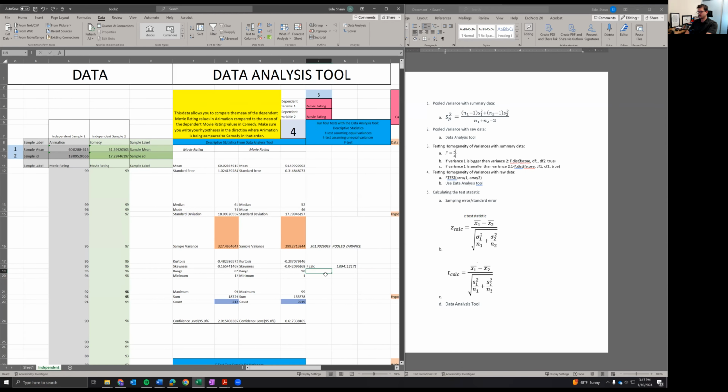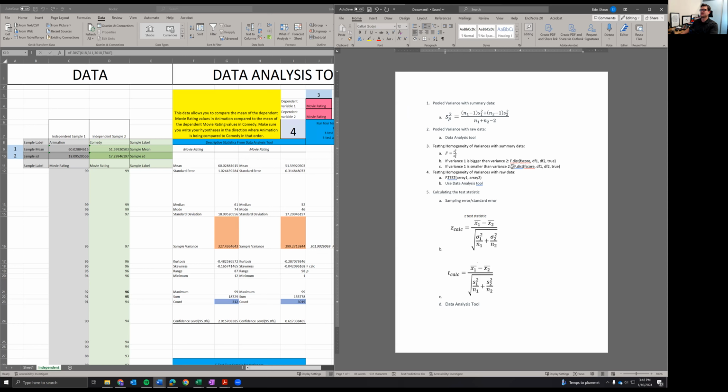Let's see here. So equals, so we're going to do probability. So equals f dot dist, and then we're going to do the f value, and then we're going to do the degrees of freedom for sample 1. So that's 311. And then we are going to do the degrees of freedom for sample 2, which is 3018. And then we are going to do true. Okay. And notice it gives me 0.86. And that's what I was saying is I had these switched.